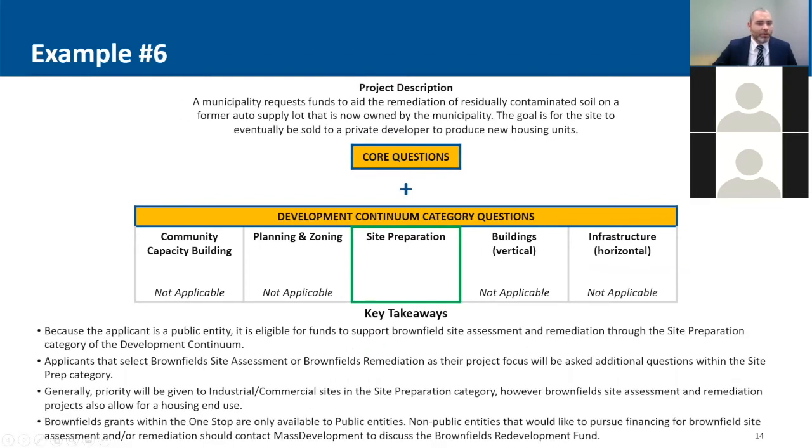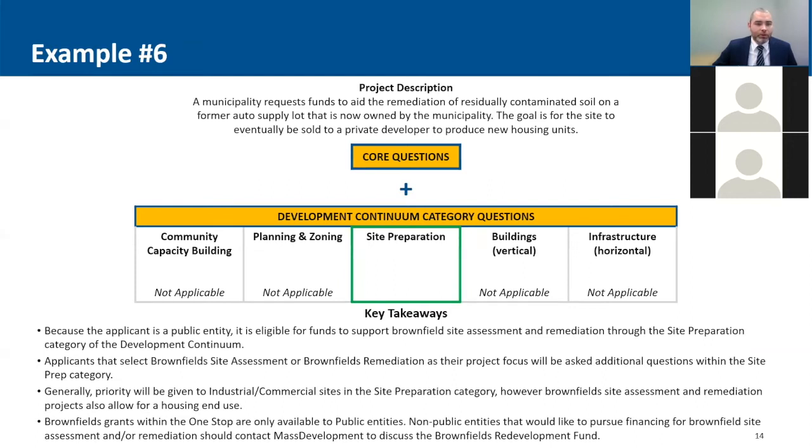Now we'll look at another example of a site preparation project. Here, a municipality requests funds to aid the remediation of residually contaminated soil on a former auto supply lot that is now owned by the municipality. The goal is for this site to eventually be sold to a private developer to produce new housing units.